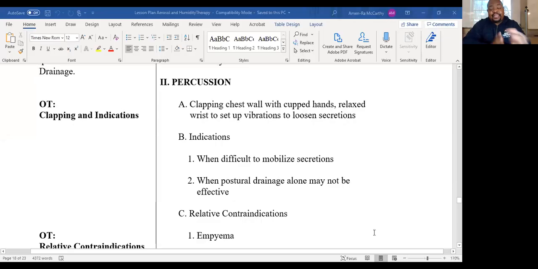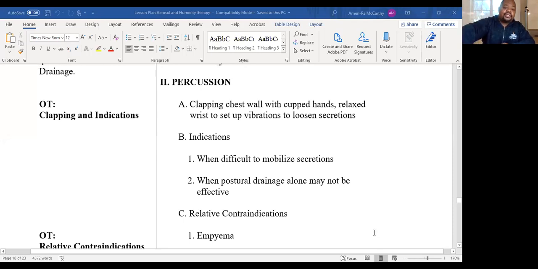So what are the indications for percussion? Well, when it's difficult to move the secretion, they won't move, right? You tried a little aerosol, that didn't get them up. You tried a little drainage, that didn't get it up. So now let's hit it, all right? Let's do a little percussion, CPT, chest physiotherapy, or chest percussion therapy. Pretty much the same thing, to help move those secretions when postural drainage alone is not effective, okay?